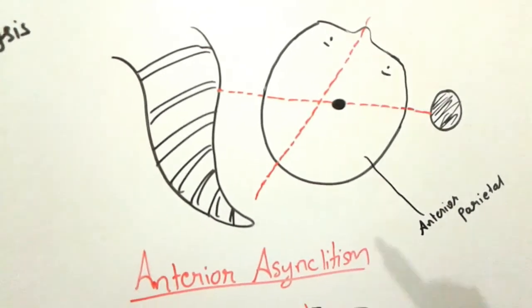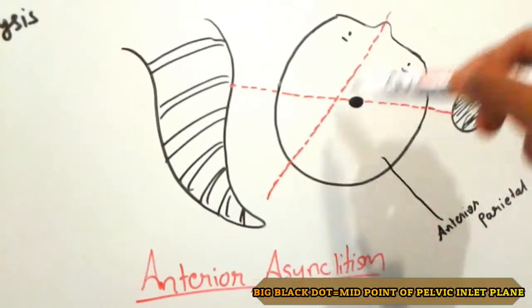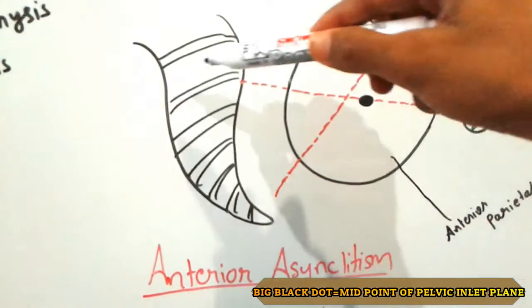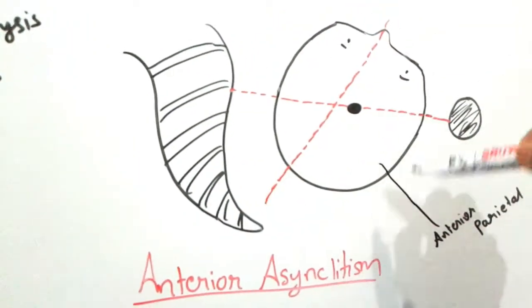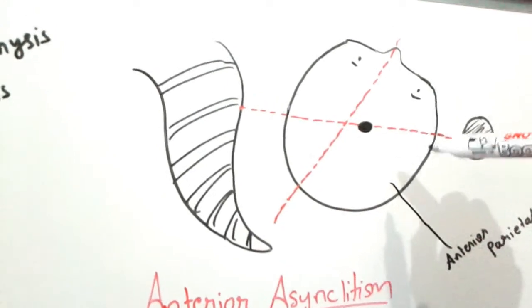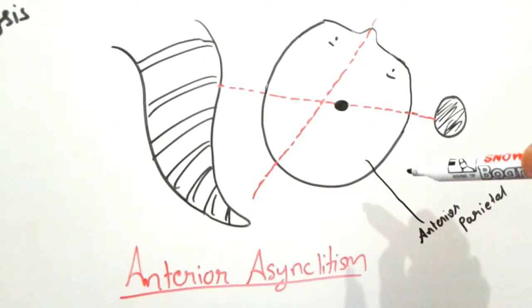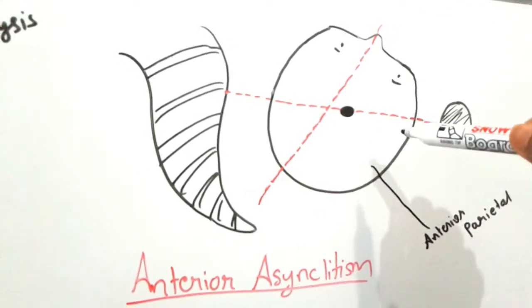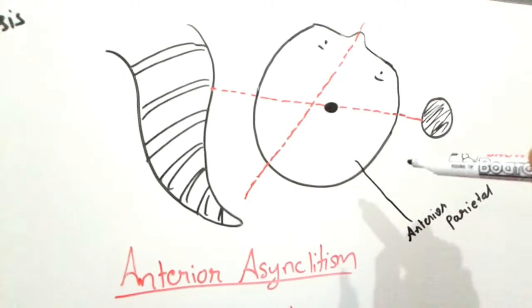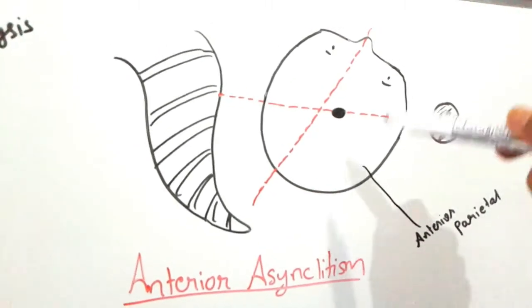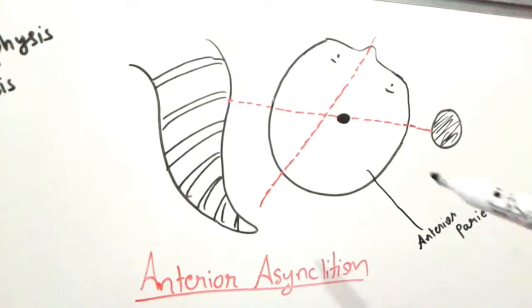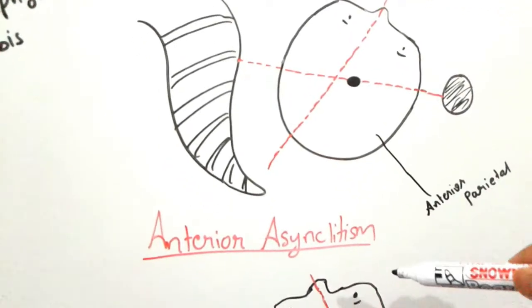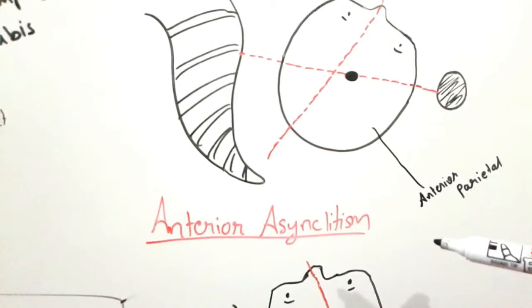Anterior asynclitism: when the sagittal suture lies posteriorly towards the sacral promontory, then more of the anterior parietal bone presents itself to the examining finger, or we can say that the anterior parietal presentation is the leading presenting part. Thus, it is known as anterior asynclitism or anterior parietal presentation.